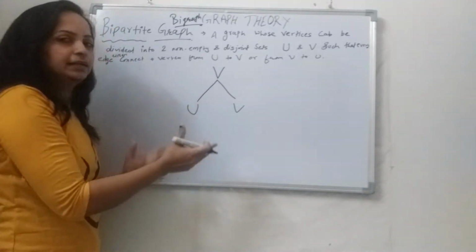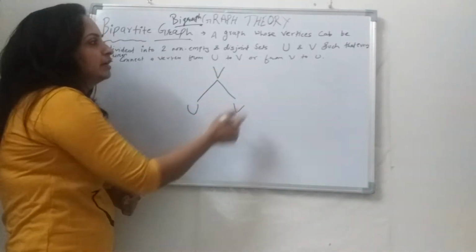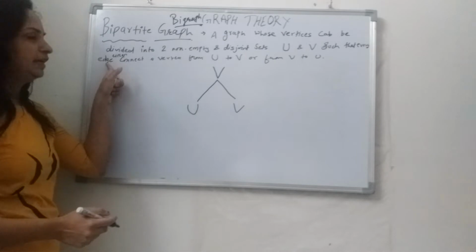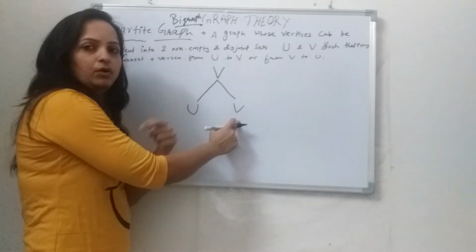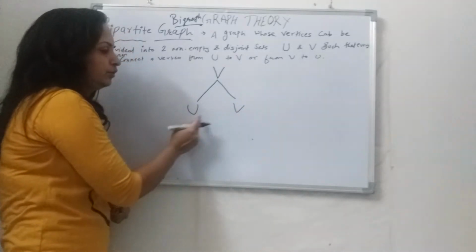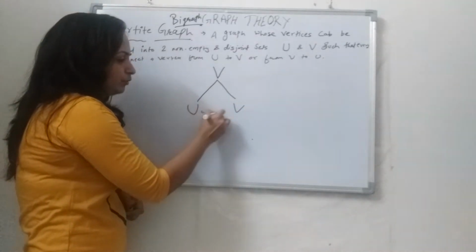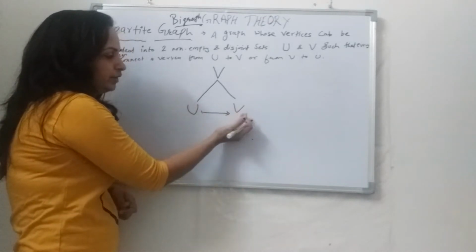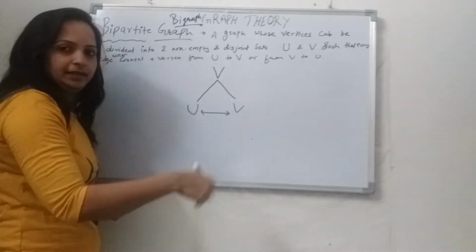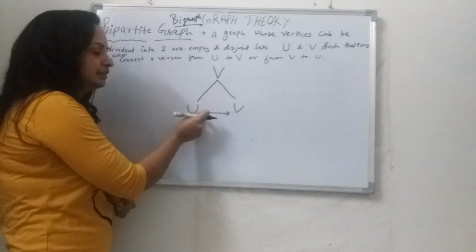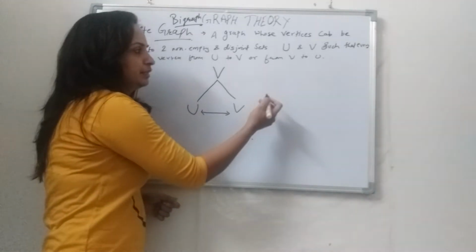So if I can divide the total number of vertices into these two sets such that every edge either connects a vertex from U to V or from V to U, there can be an edge connecting a vertex from U to V or V to U, but there cannot be any edge which connects vertices in the same set. Let's take an example and it will be easier to understand.